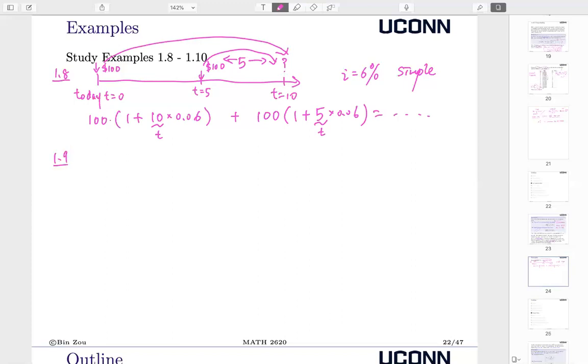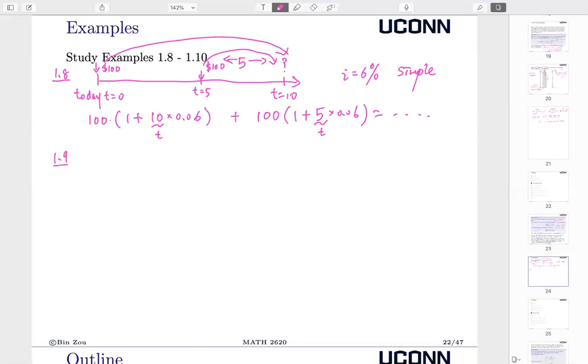Example 1.9. In this question, a deposit of X dollars is invested. I don't know how much this X exactly is. At time 6 years, at an annual effective interest rate of 8%. A second deposit of another X is invested at time 8 years at the same interest rate. At time 11 years, the accumulated amount of the investment is 976. Calculate X.